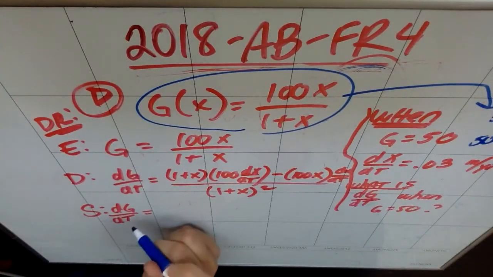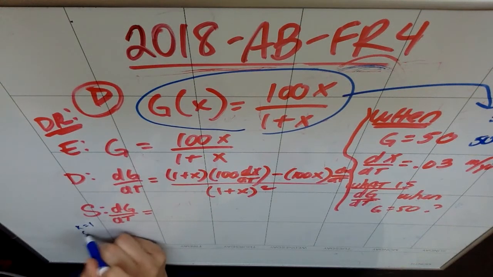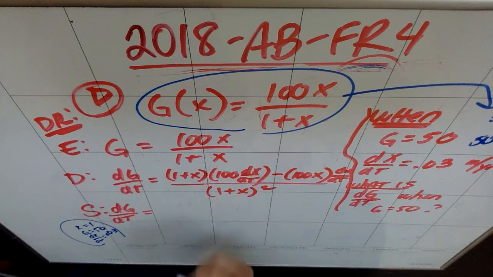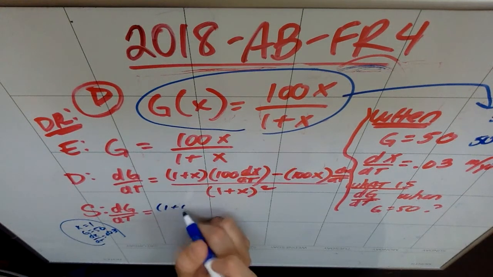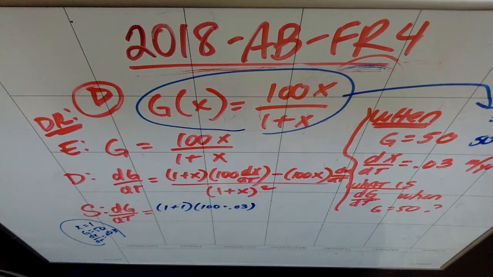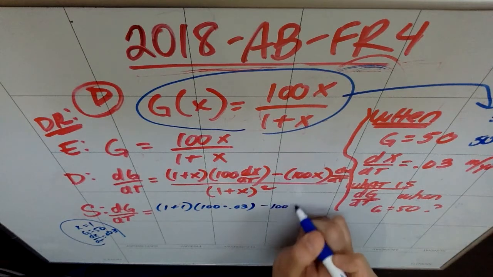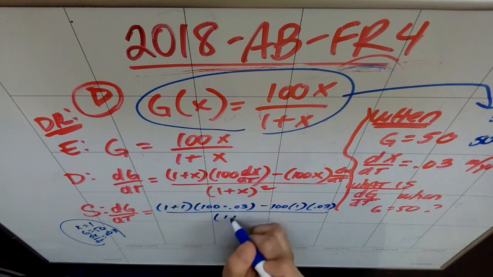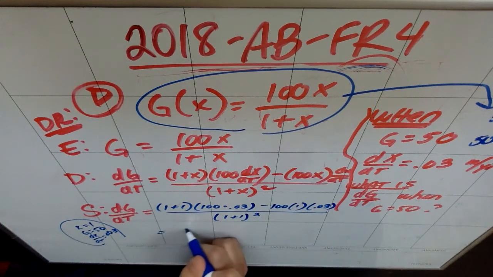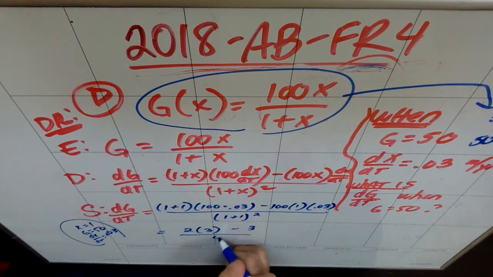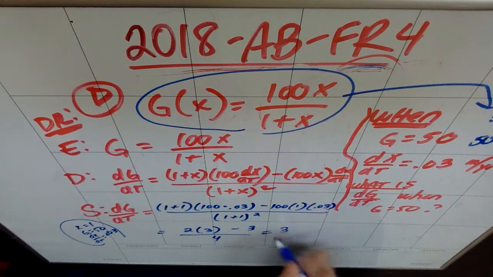So now I know that I'm also plugging in x is 1. So I say dg/dt at the moment when x is 1 and g is 50 and dx/dt is 0.03. That's what I'm plugging in. I should be able to find this number. So if x is 1, I'm going to get 1 plus 1 times 100 times 0.03, which is actually much nicer than you'd expect because yay, 100 to get rid of that decimal, minus 100 times 1 times 0.03, also thanks to the 100, over 1 plus 1 quantity squared. So I get 2 times 3 minus 3 all over 4. So I end up getting 3/4.